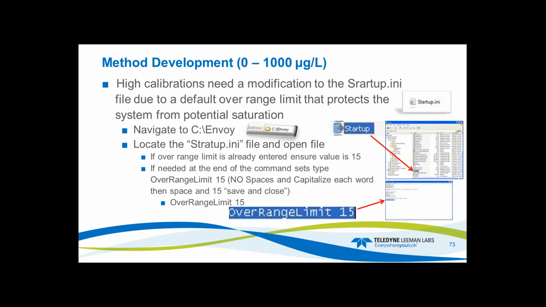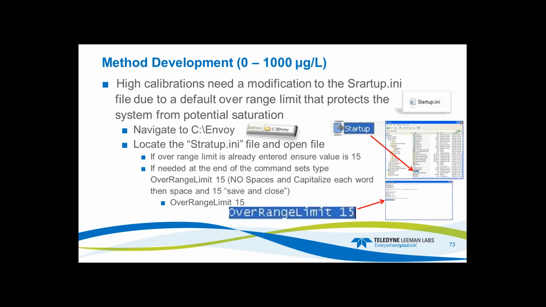So navigate to C Envoy, because we need to change the overrange limit from a default of 5 up to 15. And again, that is in there to protect the system from saturation. So if you have a saturation, it's going to check the rise and slope, and it'll kick that sample out, and it'll throw a flag, so you know you have a problem. But in our case, we want to run high concentration, so we need to modify this startup INI file.